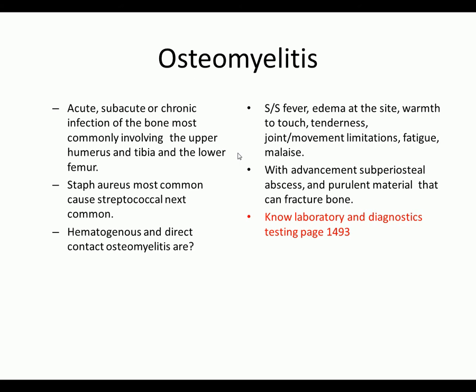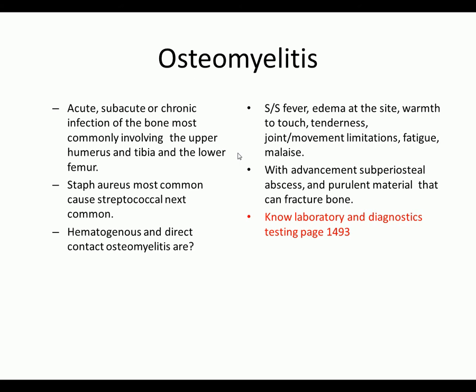The subacute and the chronic onset are more seen in the older adults. Organisms that can be responsible are your Staph aureus, your Staph epidermidis, E. coli, Pseudomonas, Salmonella, fungi, and mycobacteria. The Staphylococcus aureus is the main one that you will be seeing.